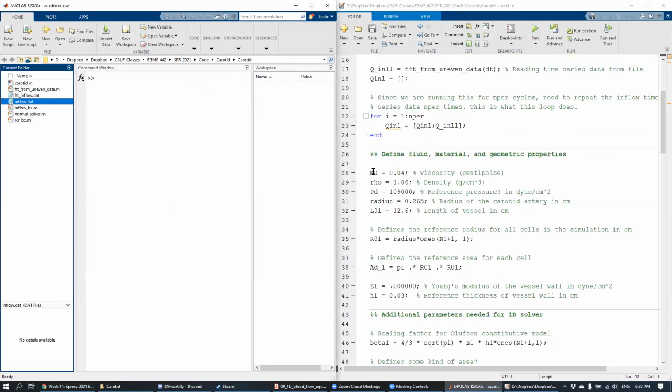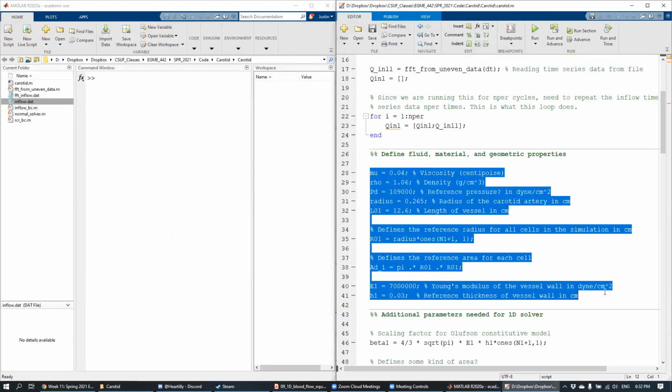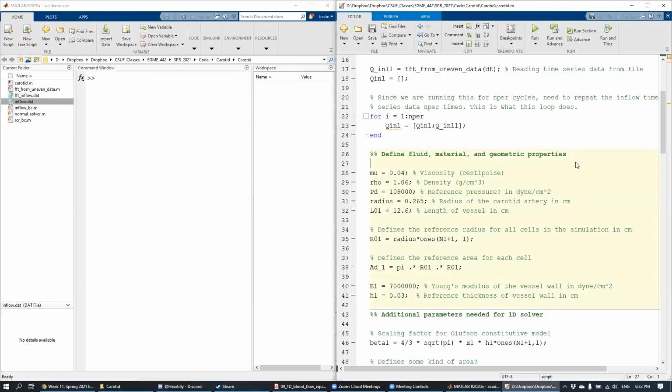Okay. All right. And so the section that I really want you guys to pay attention to here is section 2, right? Or I guess this is section 3 right here. And so section 3, this is where we're going to define all the properties for the simulation, right? And so we have to define things like the viscosity, the density, the reference pressure, the radius of the vessel, the length of the vessel, right? So all of these are things that we have to specify. In particular, I want you to see the settings for the radius and the length. And so these are set to match the same parameters as a carotid artery.